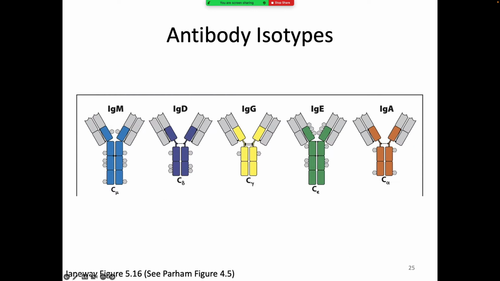All of the functions that we have seen of our antibodies thus far are largely dependent on the Fc portion of the antibody. The Fab is binding the antigen, but then we do something about that antigen using the Fc portion.